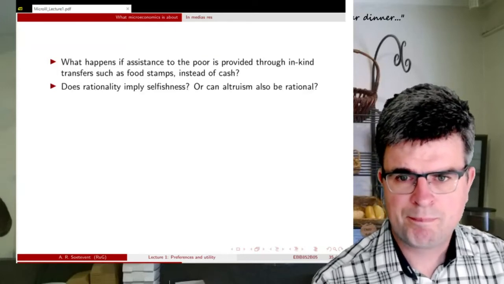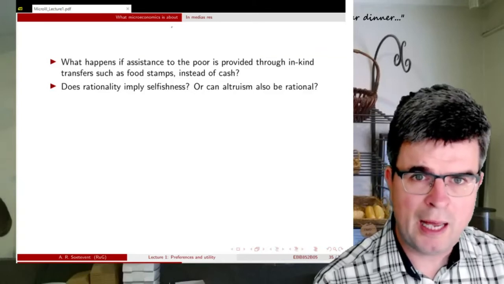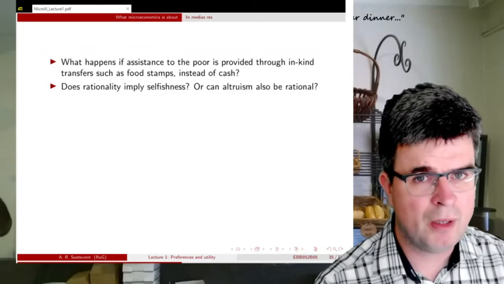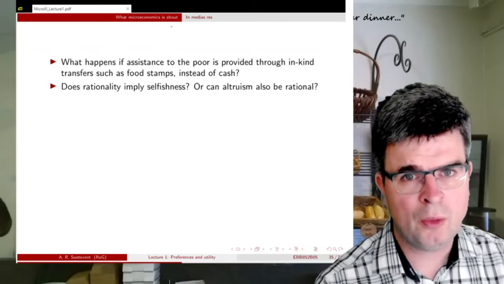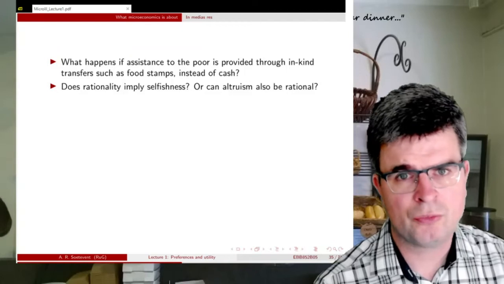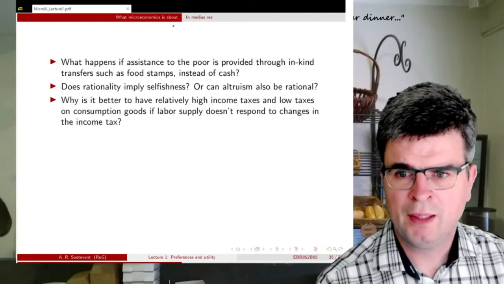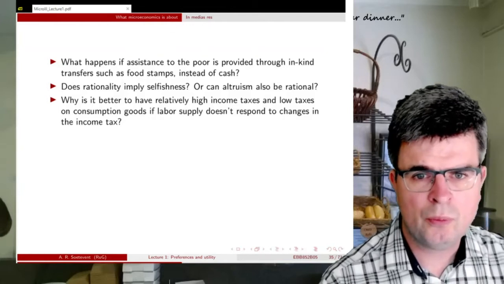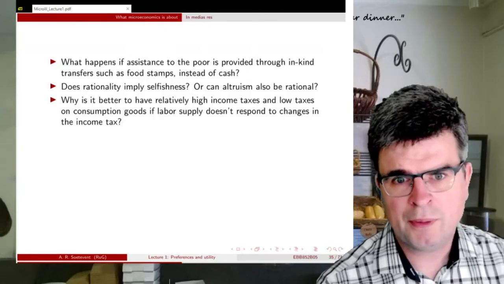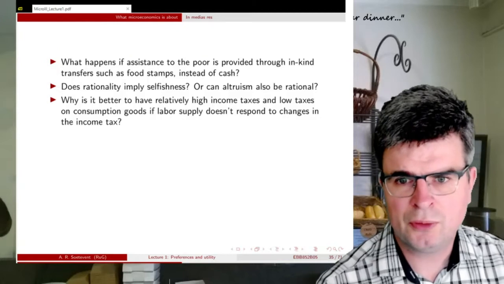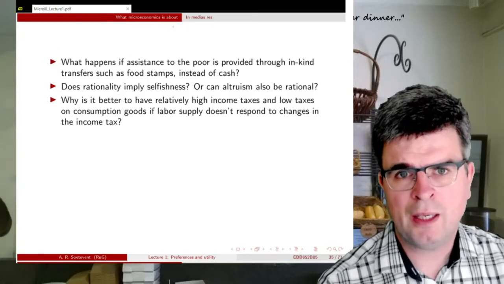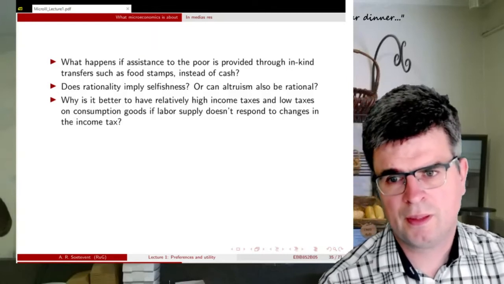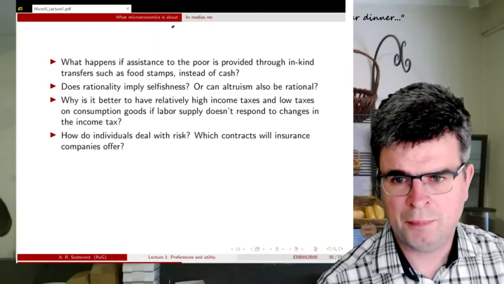So, the other question is, okay, if people act rational, does it also imply that they act selfish? Or can altruistic behavior also be part of rationality? We will get to that. And why is it better to have relatively high income taxes and low taxes on consumption goods if the labor supply doesn't respond to changes in the income tax? That's one question that we will also address.